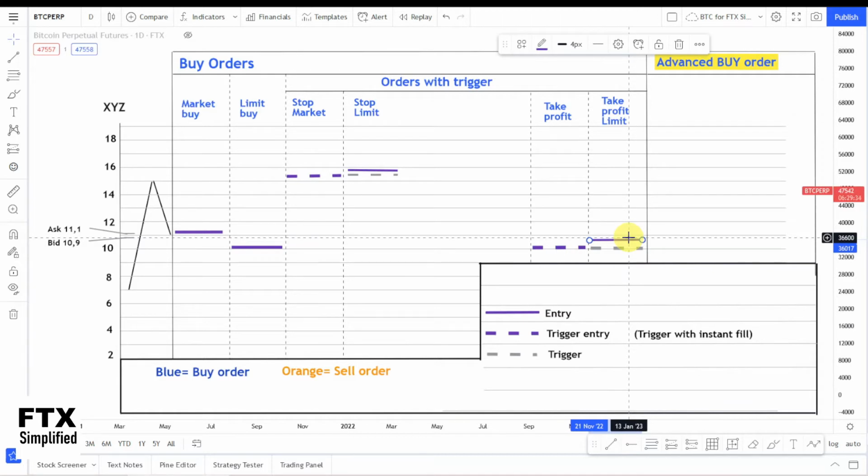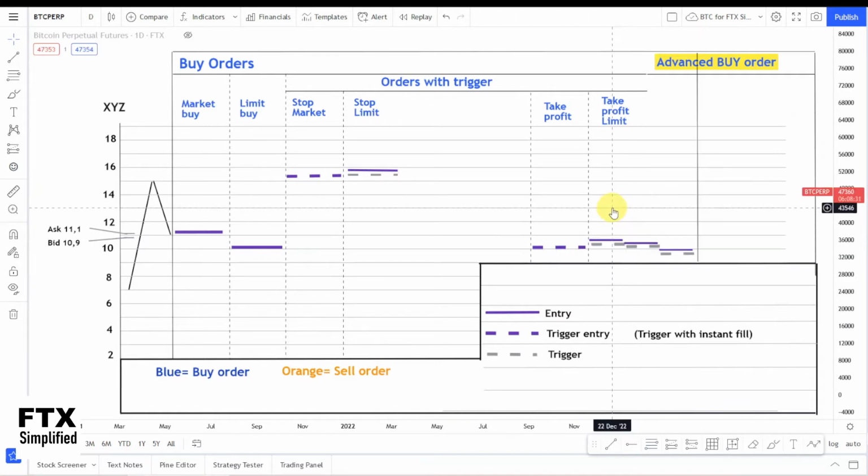And with low liquidity, it could look something like this. Multiple take profit limit orders. So at different levels, you would buy very small positions.